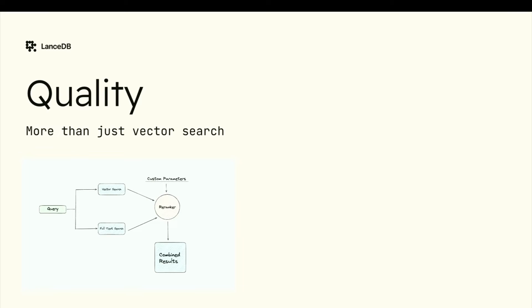Okay, and then let's talk about quality. It's very easy with pure vector search to get to somewhere around 60 or 70% quality with your RAG application. But in order to get to production, you need that extra 10, 20, 25%. And so what do we do?